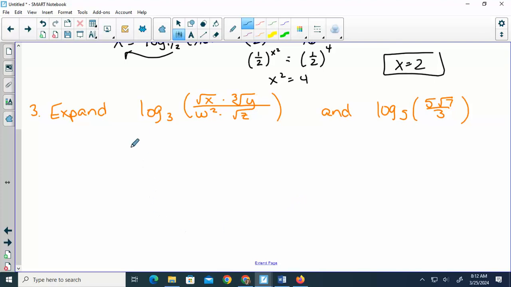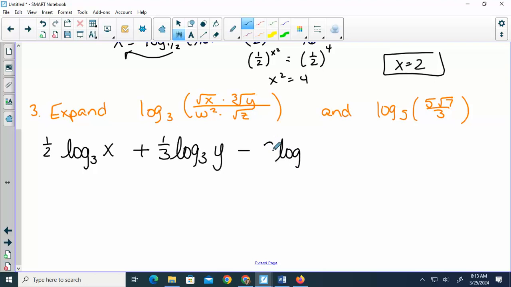Alright, expand these. So break apart the logs. So we write the log with each one. The square root of x, so that would be, and where do we put the 1/2? Times, so that means it would get a plus log base 3. The cube root of y would be y to the 1/3, so the 1/3 comes in front. Divided by means minus 2 log base 3 of w. This one is also on the bottom, so it's another minus, and that would be a 1/2 log base 3 of z. Is that one okay?